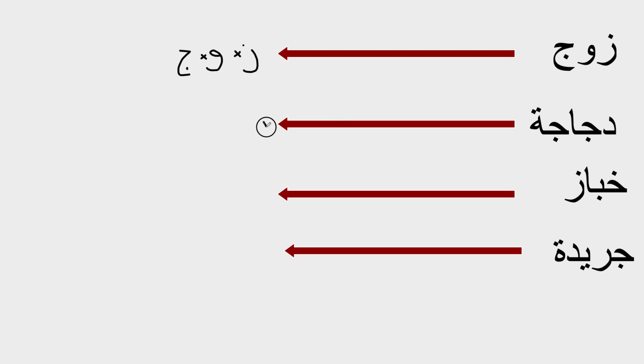The next word, d, j, a, j, and our favorite, dajaja. And this word means chicken. So the kids always get a kick out of that because they think chicken is the funniest word ever for some reason.